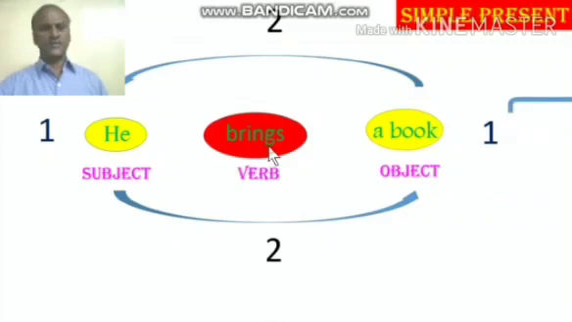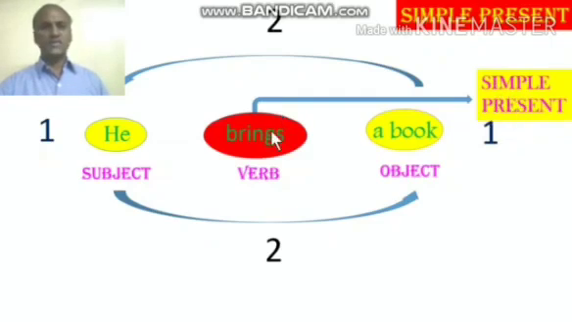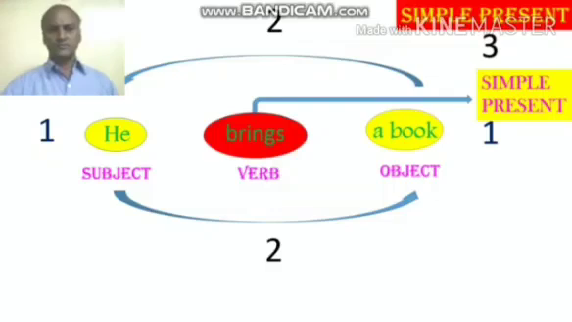The third step is you have to find out what type of verb it is. Now here the word brings is simple present. So when you have the verb in simple present, then what is the structure to be followed to change from active to passive? So that is the third step you have to follow.